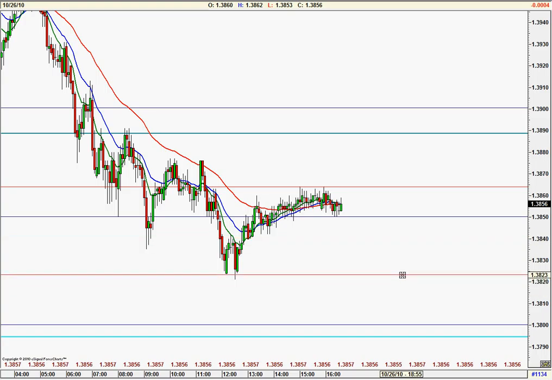I'd prefer to sell below the daily. These are today's lows, so that's where I'd prefer to sell. Wait for a close below those lows and maybe sell there if we get continued weakness on the euro.